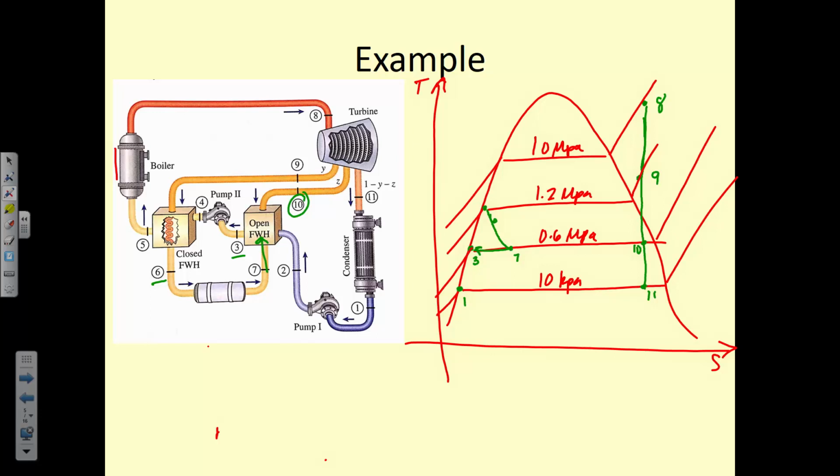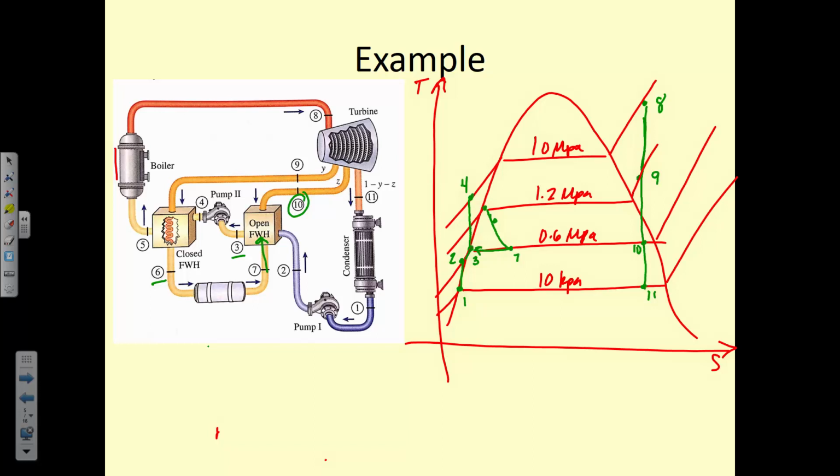Okay, so what happens between state 1 and 2? Okay, it's isentropic, so that's going to be straight up and down. State 2 is right there. It's a compressed liquid just outside the dome. What happens between state 3 and 4? Pressure increases. It's isentropic, but what pressure do we go to between 3 and 4? 0.6 to 1.2? We go from 0.6, not to 1.2. We go all the way up to 10. Oh, that's right. So it's an isentropic process from state 3 to state 4, all the way up.